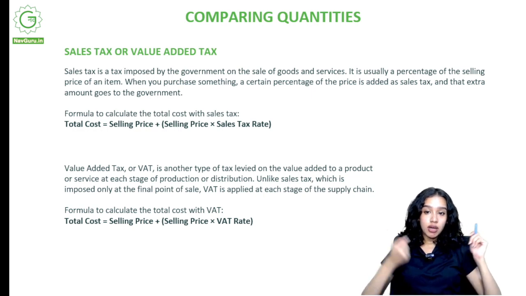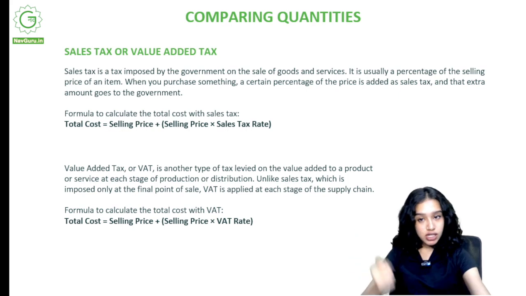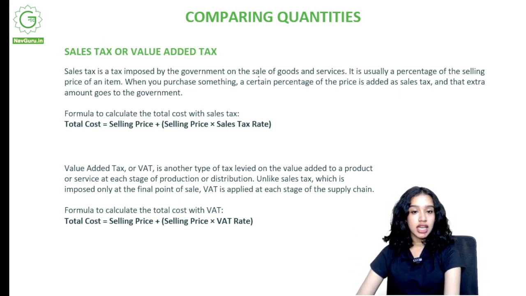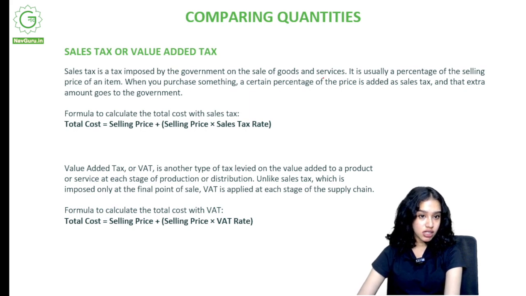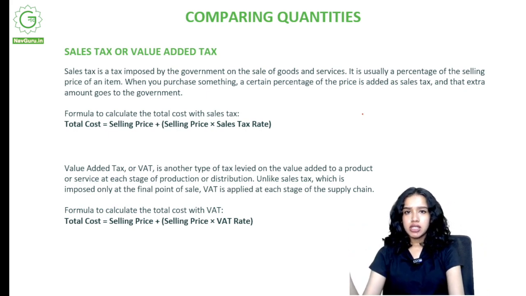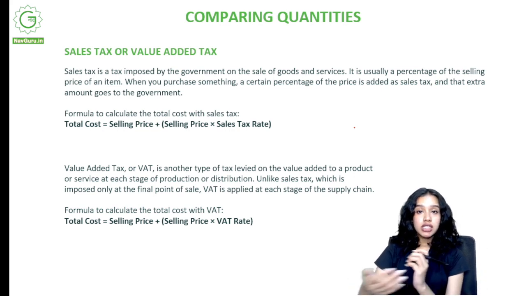We are studying about two types of taxes here, that is sales tax and value added tax. So, first of all, sales tax is a tax imposed by the government on the sale of goods and services. It is usually a percentage of the selling price of the item. So when we are saying that we have like 3% GST, 5% GST, 18% GST, what does 18% GST mean?